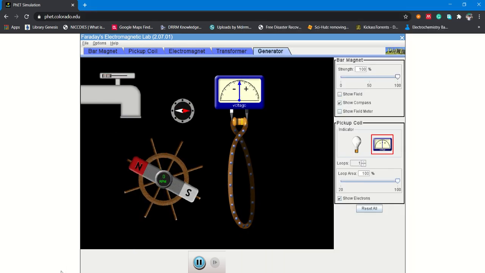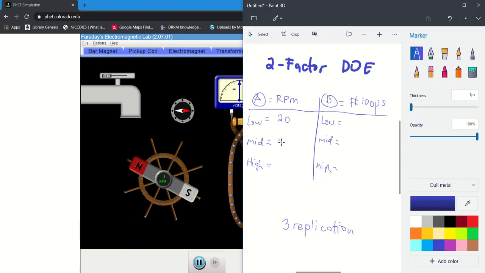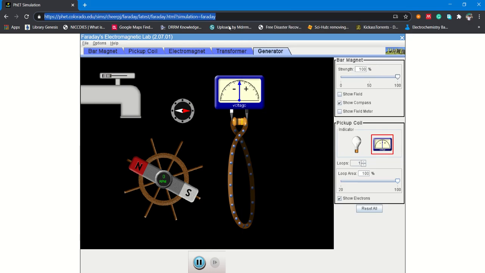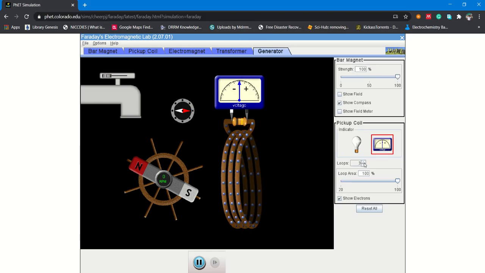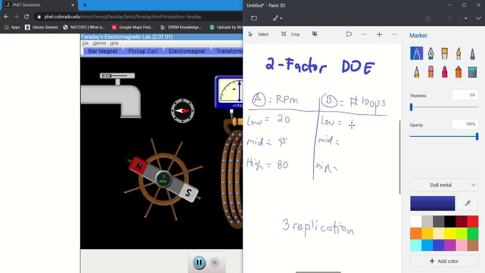100. Okay. So, we can do mid natin is, let's say, 45. And then, atin ang high is 80. Alright? So, sa number of loops naman, wala naman tayong ibang choice kasi tatlo lang naman ang maximum natin. So, we can do 1, 2, 3. Okay. So, low natin is number 1, number 2, and number 3 loops. Right? So, all of these are in triplicates.